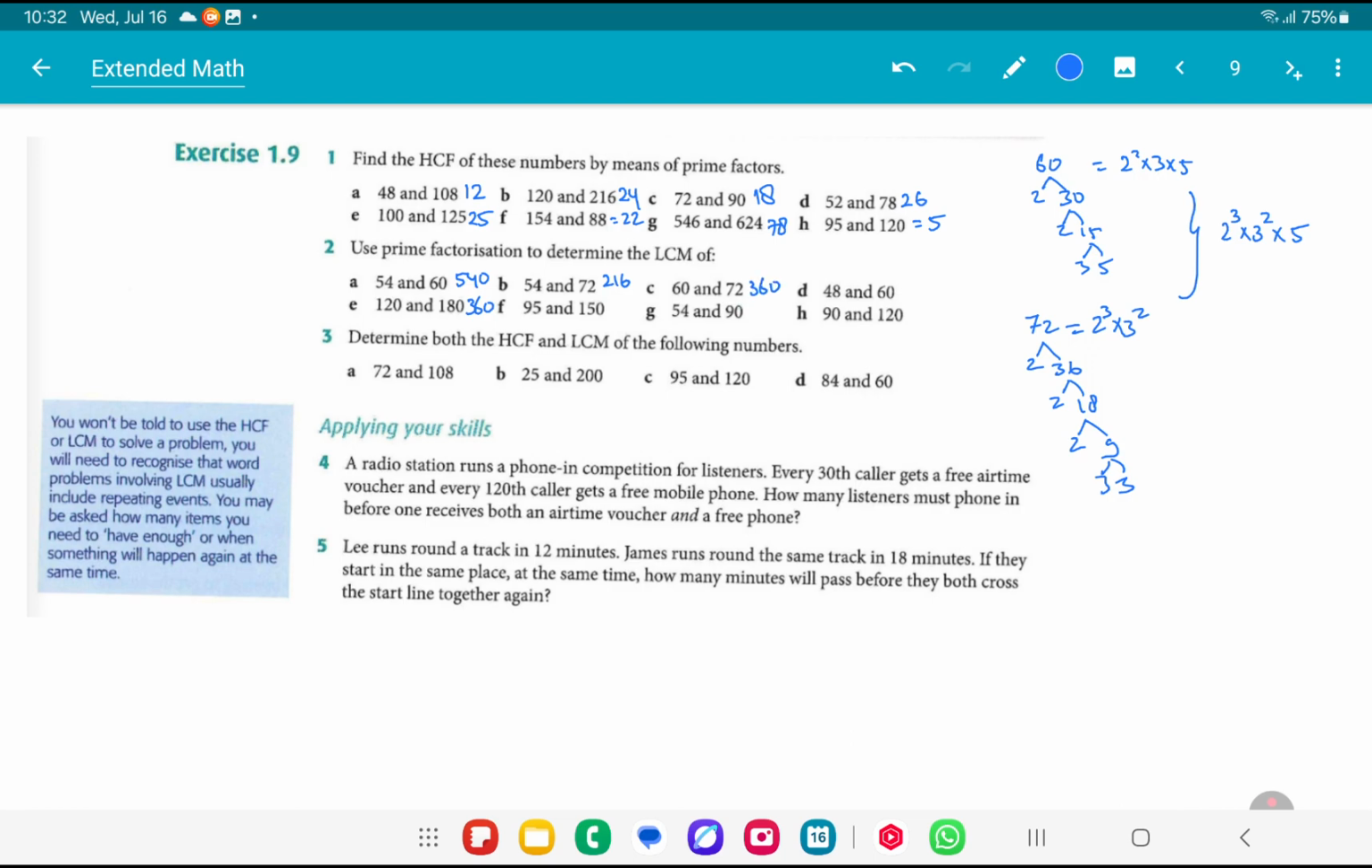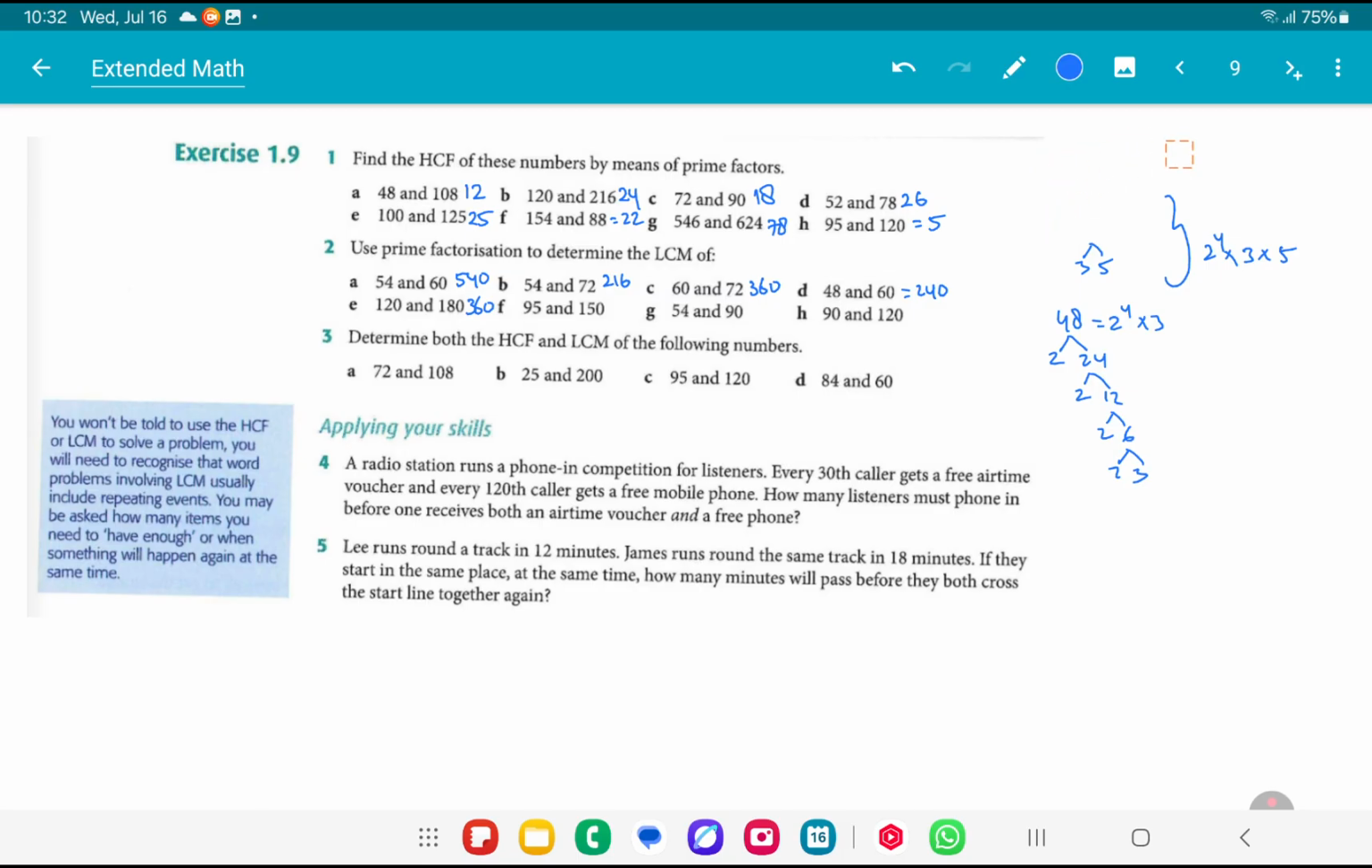48 and 60. We already have the prime factorization of 60. We continue with 48: 2 and 24, 2 and 12, 2 and 6, 2 and 3. 2 to the power of 4 times 3. So the LCM is 2 to the power of 4 times 3 times 5, which is 16 times 3 times 5, and we got 240.